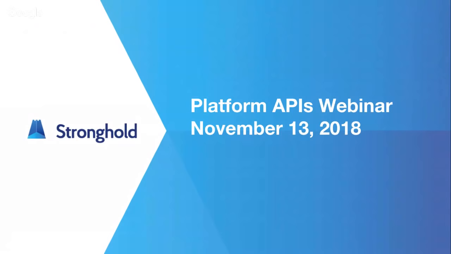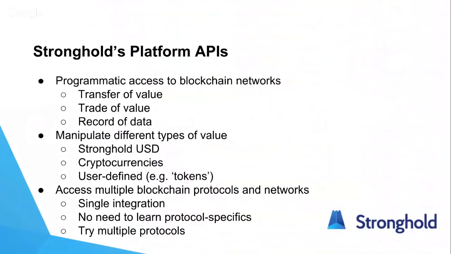So what are Stronghold's platform APIs? Some of you may realize that Stronghold operates a public-facing cryptocurrency exchange. And as we were building this, we soon realized that we were actually building financial services infrastructure. We decided to open this up to allow other developers and businesses to take advantage of what we created over the last year and use this in their own products and services. So that's what the platform APIs allow you to do. There's really three main pieces to it.